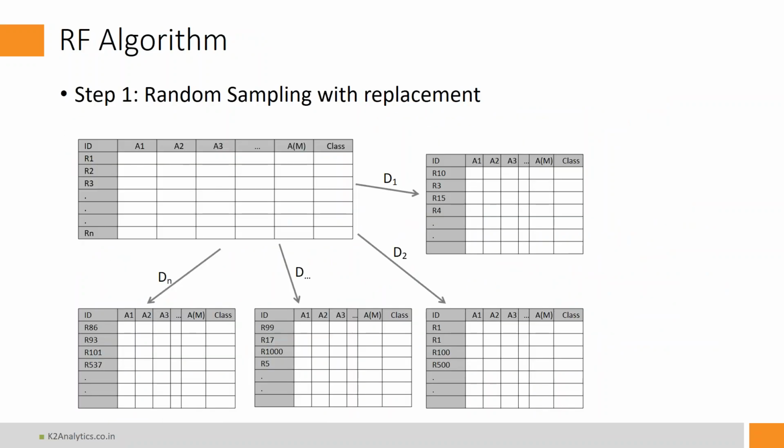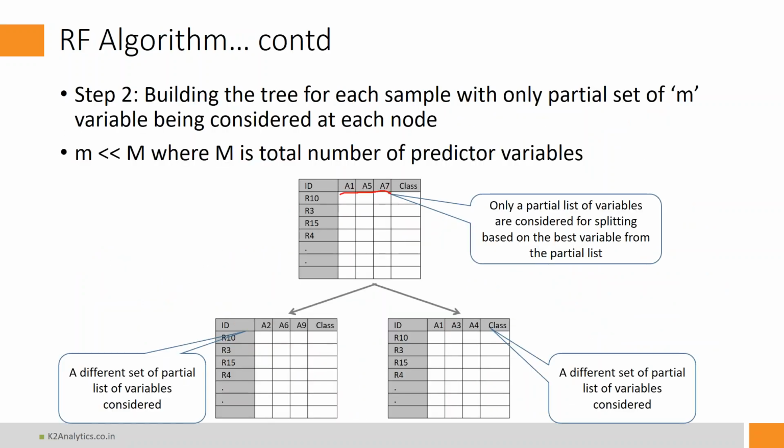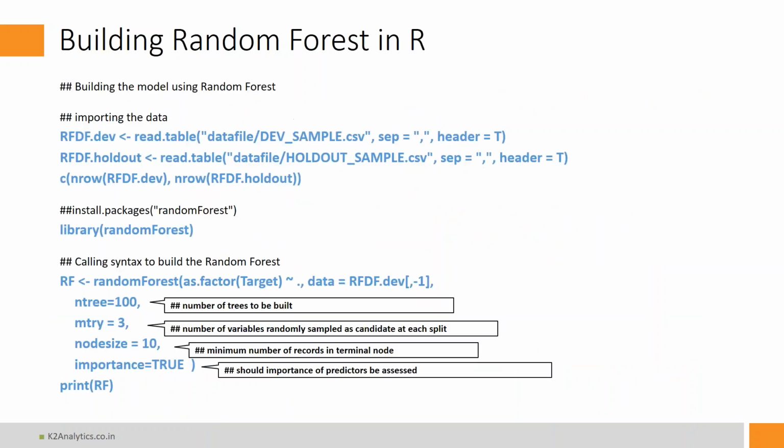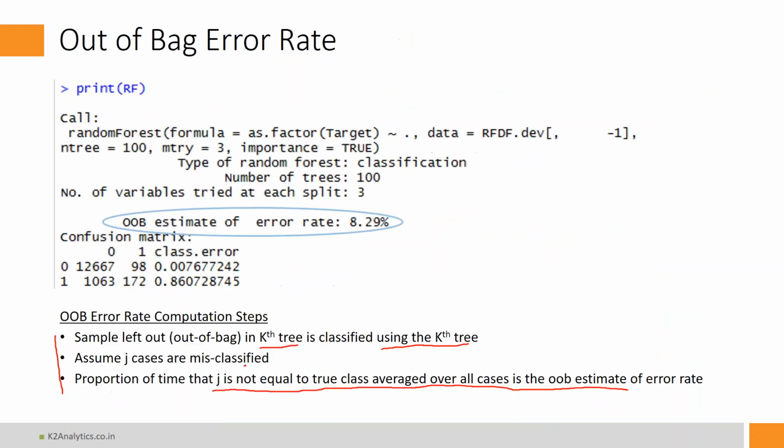It involves creating multiple samples, then the algorithm is the same as a CART algorithm, the only difference being that the variables at each level are randomly selected. Then, based on n samples, n trees are built. Each record is classified by the n trees, and the final class is decided by voting. Okay, these are all the codes.